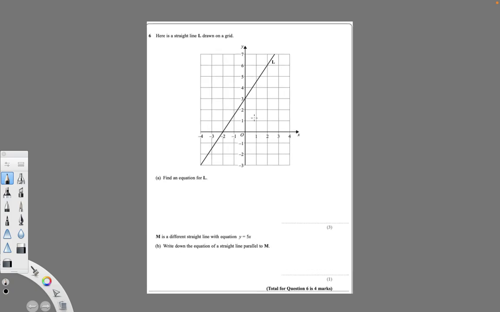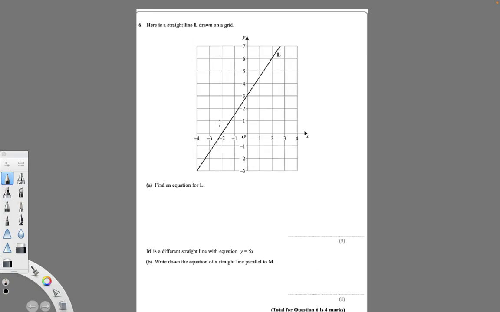So we've got a line drawn on a grid. I'm just going to zoom this in slightly. That's a bit better. It's a bit blurry now, but it's a bit clearer where the numbers intercept on the graph. So find an equation for L.